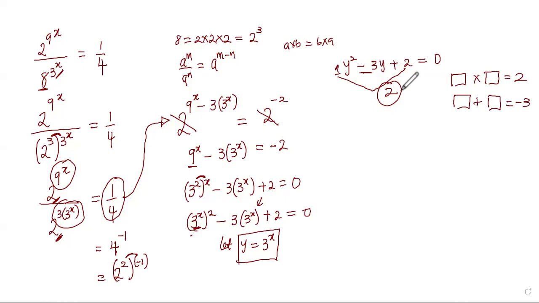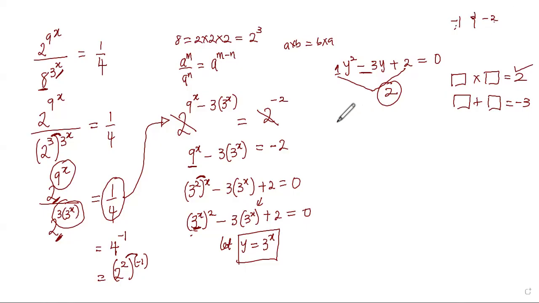That is what you're looking for. What are those two numbers? When you multiply them, you get 2. And when you add them, you get minus 3. The two numbers are going to be minus 1 and minus 2. Because minus 1 times minus 2 will give us positive 2. And minus 1 plus minus 2 will give us minus 3.